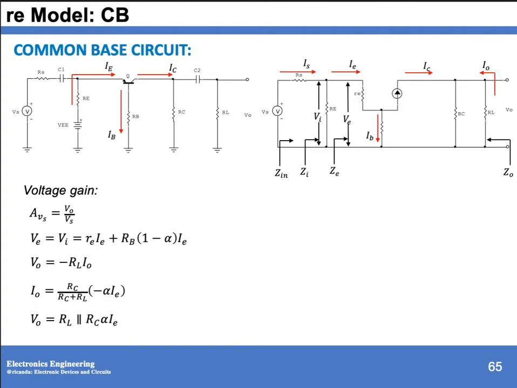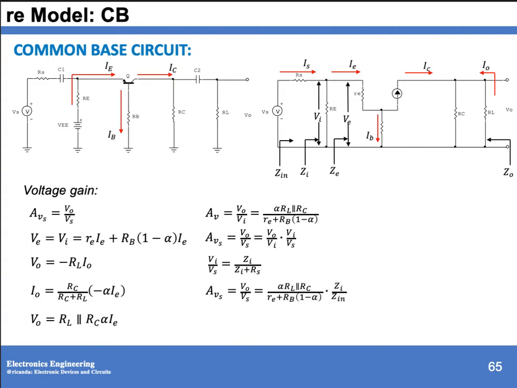So if we get the ratio between VO and Vi, we call that your voltage gain. That is alpha times RL in parallel with RC, all over RE plus RB times (1 minus alpha). Since our voltage input is VS, we have to get the ratio of your Vi over VS. So Vi over VS is equivalent to your impedance Zi over Zi plus RS, or that is Zi over Zin. So therefore, your AVS is equal to your voltage gain, which is VO over Vi, times the ratio of your Vi over VS, which is Zi over Zin.